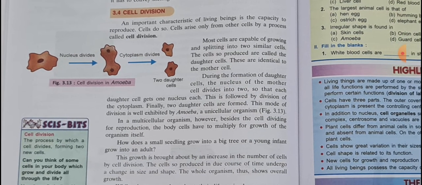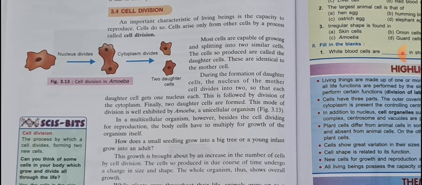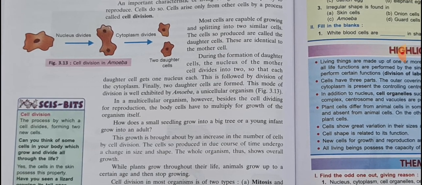Now, what is cell division? An important characteristic of living beings is the capacity to reproduce. We all human beings and all the living beings reproduce. Cells also do that. Cells arise only from other cells by a process of cell division. Most cells are capable of growing and splitting into two similar cells.